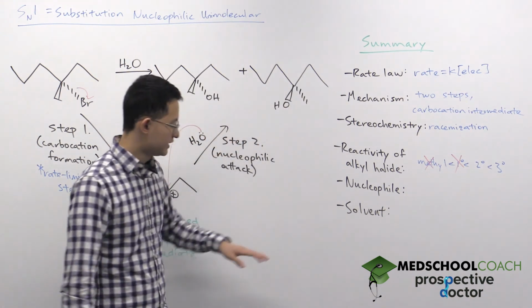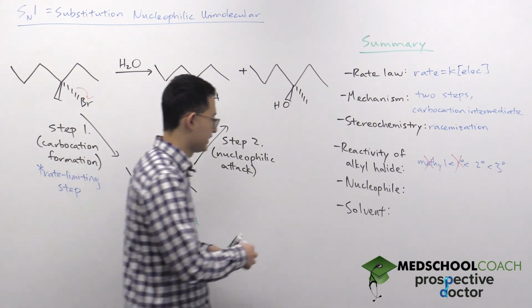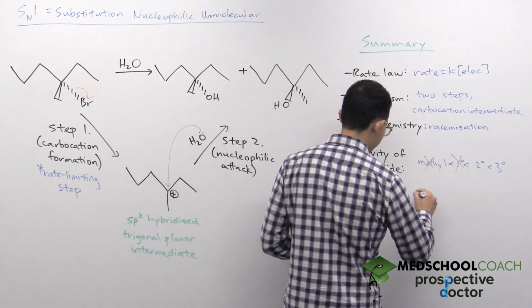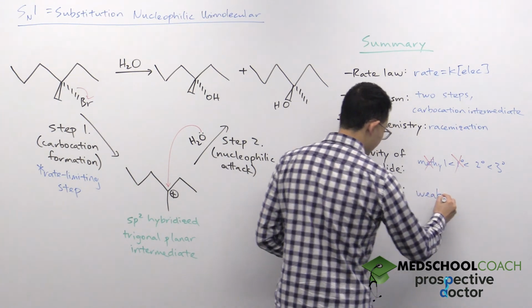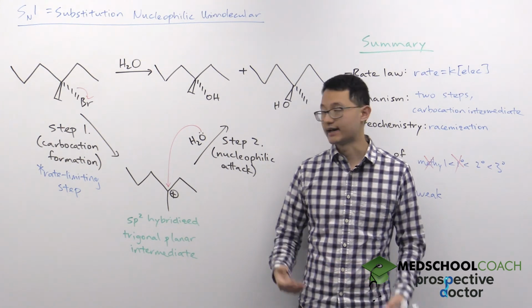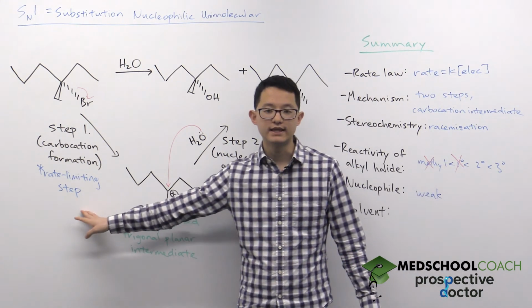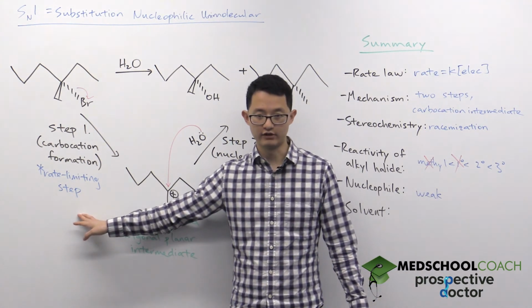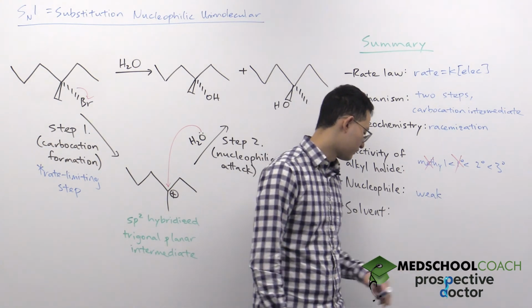Okay, so now let's look at the nucleophile. Here we're going to want a weak nucleophile. And that's because for an SN1 reaction, we don't want a strong nucleophile that attacks directly. We want the leaving group to leave first. So we want a weak nucleophile.